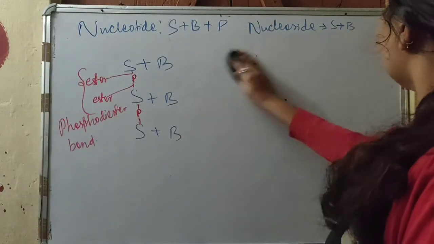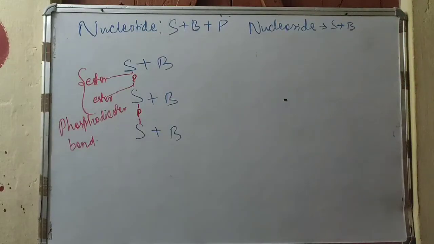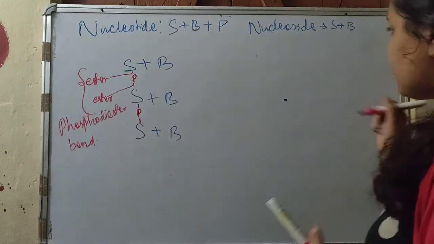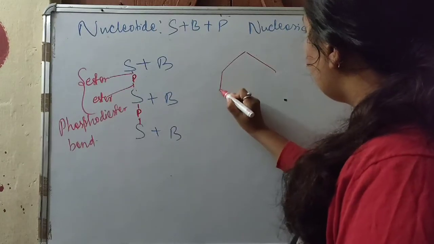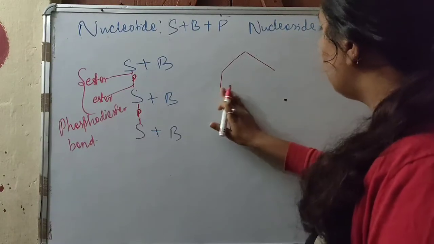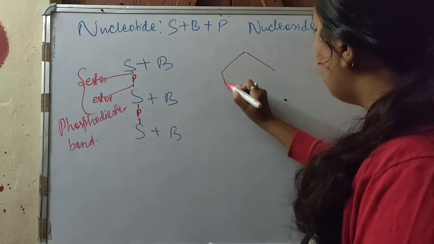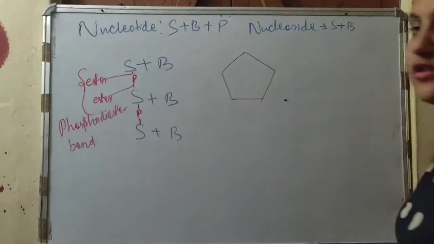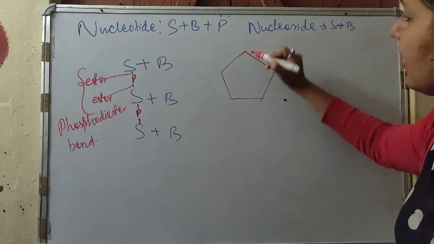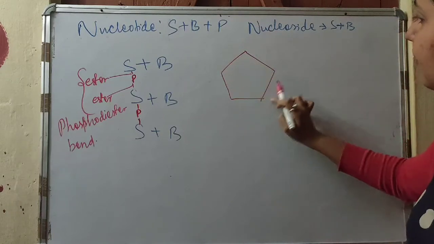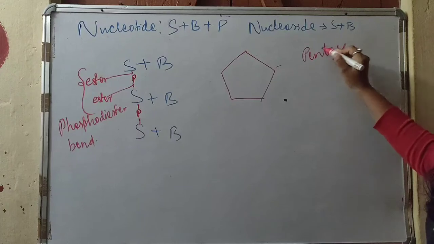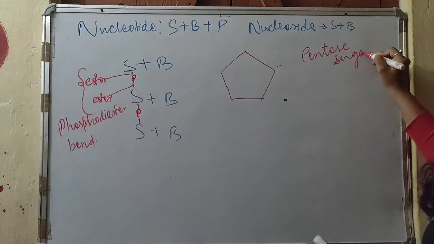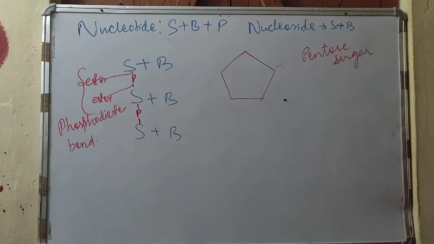Now drawing the diagram of the chemical structure of the sugar. Alright, this is the structure. Since there are 5 sides, 1, 2, 3, 4 and 5, this is known as pentose sugar.